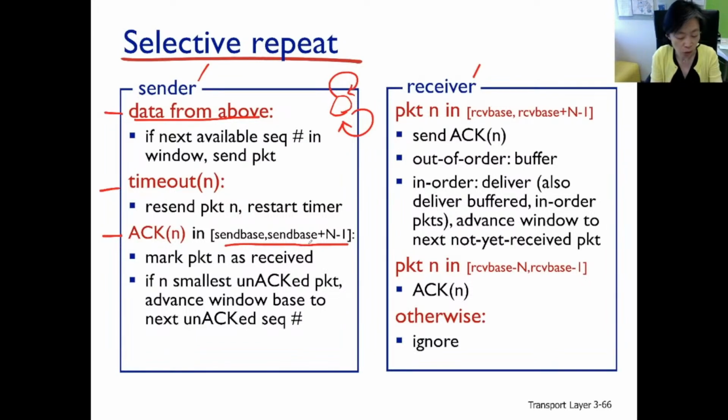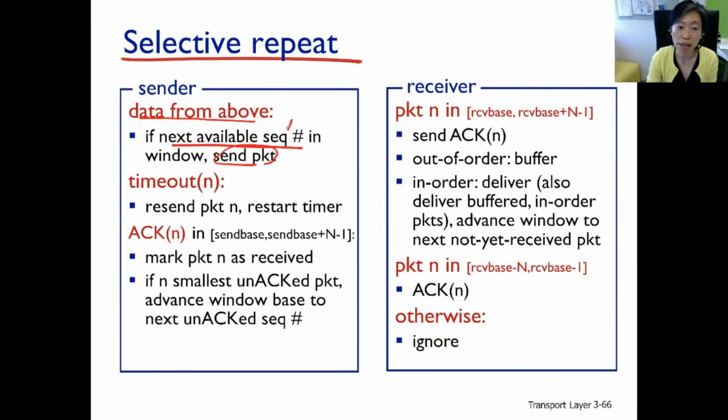So now let's go over the finite state machines of the sender and receiver. Sender side, when there's a call from above, if the next available sequence number is within the window, send the packet. And you know how to check whether the next available sequence number is in the window, right? The next seq num should be less than base plus n.